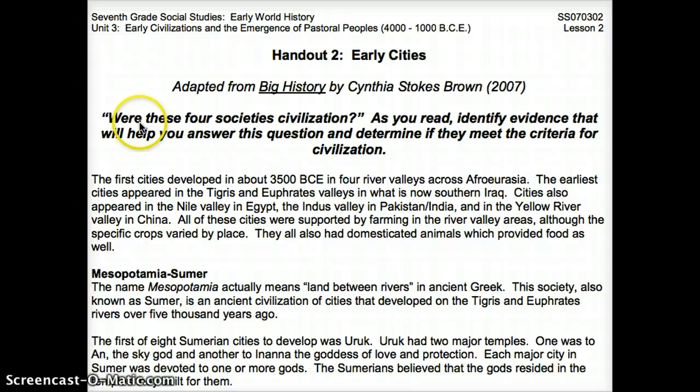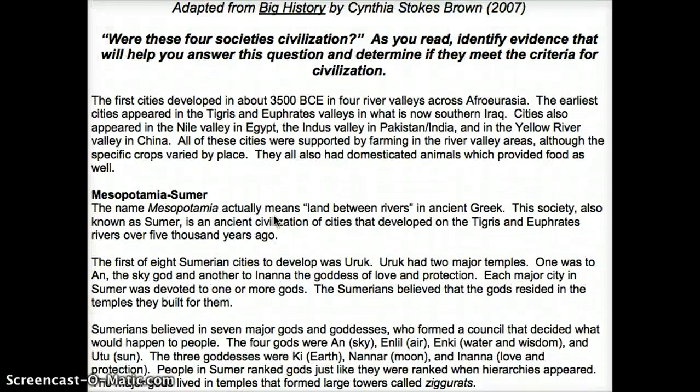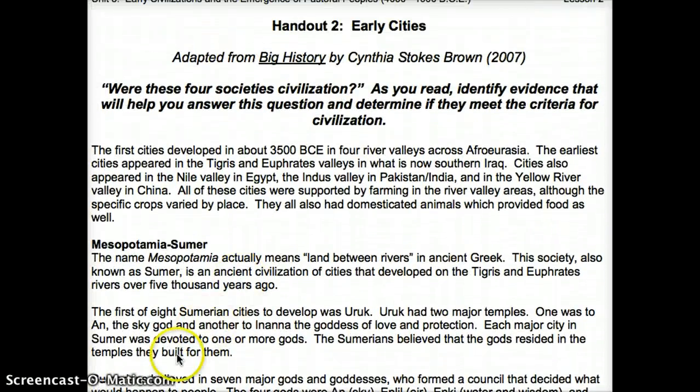And so this is an article adapted from Big History by a woman named Cynthia Stokes Brown. And the question we're asked here is, were these 4 societies civilizations? As you read, identify evidence that will help you answer this question and determine if they actually meet the criteria for civilizations that we went through here. So do these actually meet the criteria? Let's do a historical investigation.